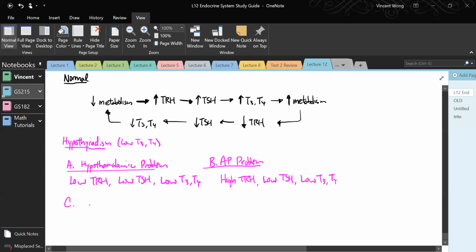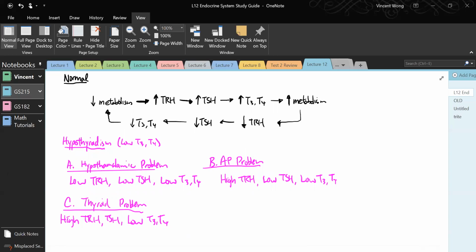And then finally, problem C. If it's a thyroid problem, right? So hypothyroidism means you have low metabolism, which would trigger the hypothalamus to release TRH, which then trigger the AP to release TSH. So you will have high TRH and TSH. But if it's a thyroid problem, you would expect to have low T3 and T4. So those are the different blood test results that would tell you where the problem originates from.